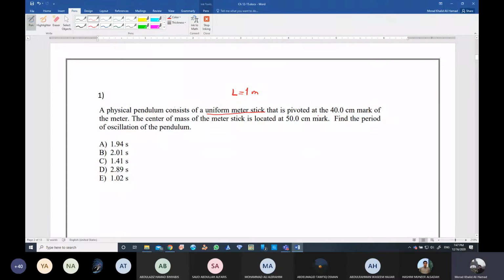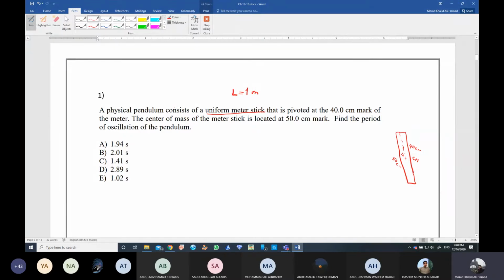And this stick is pivoted at the 40 centimeter mark of the meter, which means if you have a meter stick, for example, that has a length of 1 meter, in the center here at 50 centimeter we have the center of mass of this stick, and it is pivoted here at 40 centimeter, and this one is 50 centimeter. Since from here to here is 40 centimeter, this will be 10 centimeters. Okay, Shabab, clear? The center of mass of the stick is located at 50 centimeter.